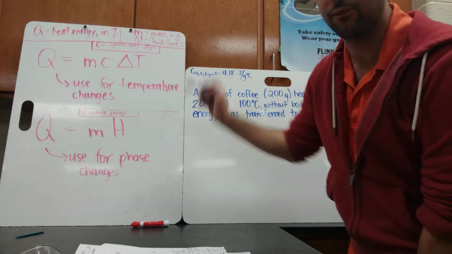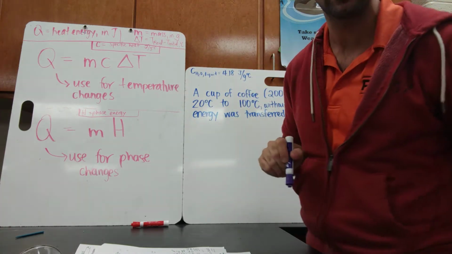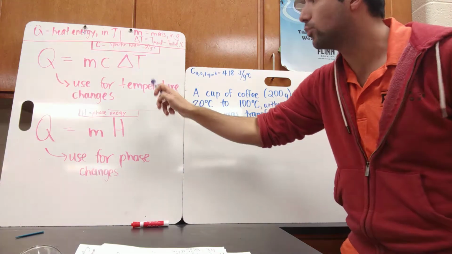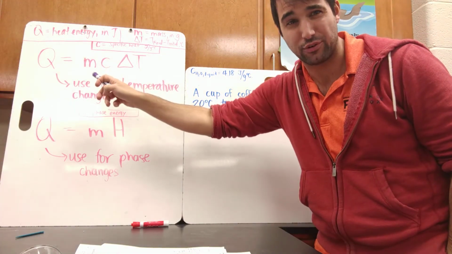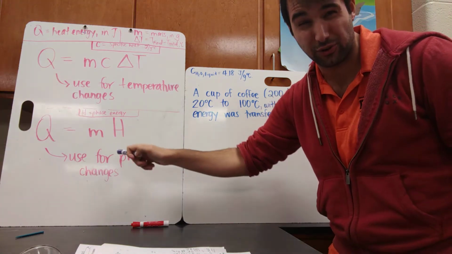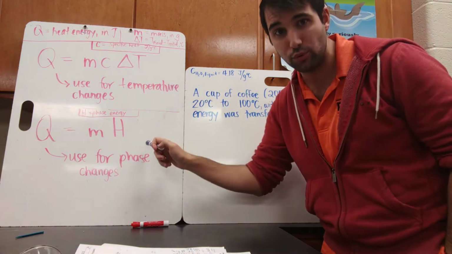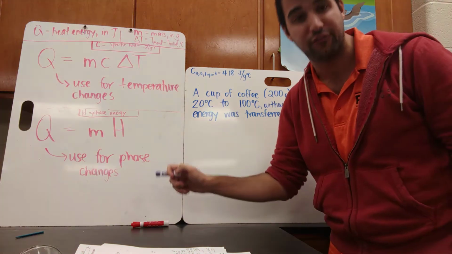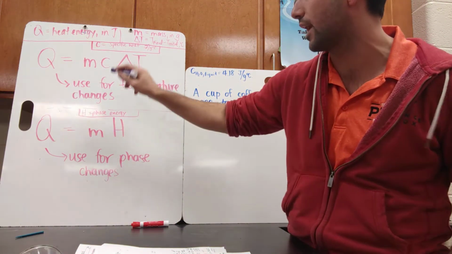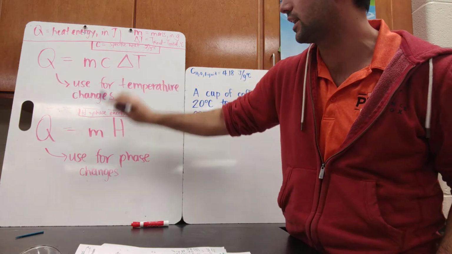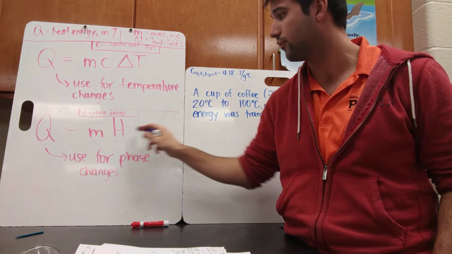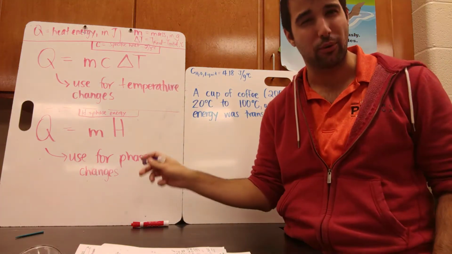So just a quick recap from today, we came up with two equations. Q is equal to mc delta T, and we use this equation to solve for energy if there's a change in temperature. And the bottom one is Q is equal to mH, and we use this if I have a phase change. So if I'm trying to figure out my energy or anything associated with my energy, mass, specific heat, or change in temperature or energy phase change, I need to use these two equations.